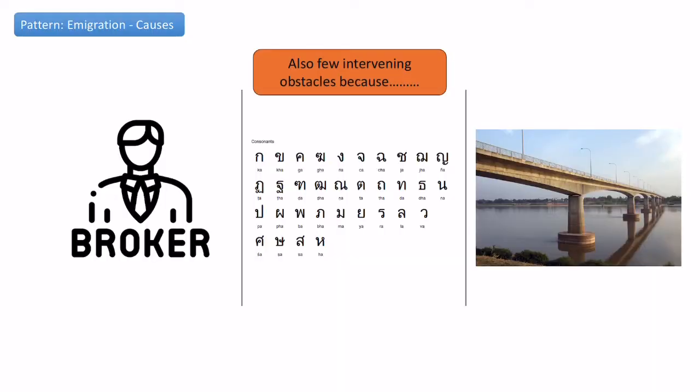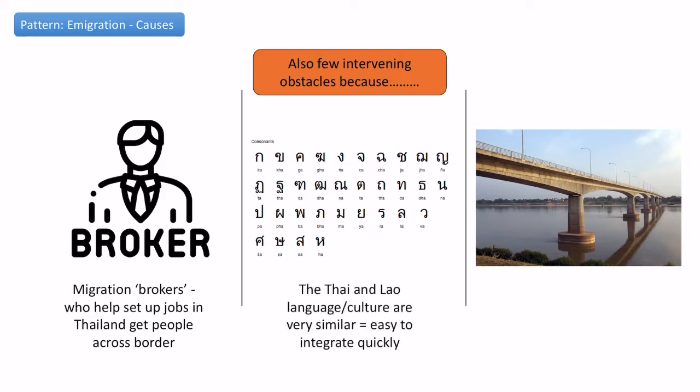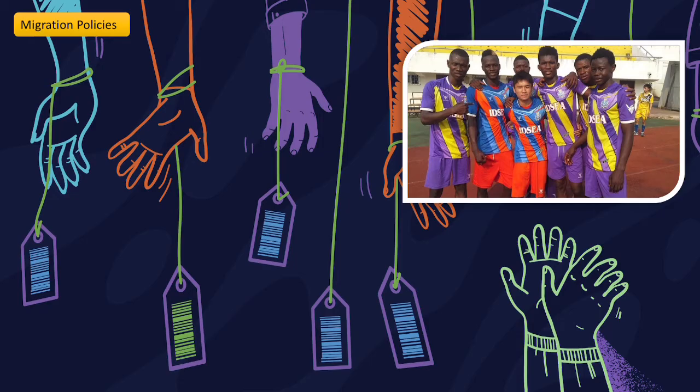Another factor that means there are very few intervening obstacles, so a very positive factor, is that we can find migrant brokers. These are people that try to set up jobs in Thailand for Laotians, and they help them get to the border and across it. The Thai and Lao languages are very, very similar, so anybody going to Thailand can integrate very quickly and get jobs very easily, and there are infrastructure improvements. We have these things called friendship bridges, which we'll talk about later in the video, and there is improved access across the major river that separates Laos and Thailand, called the Mekong River.